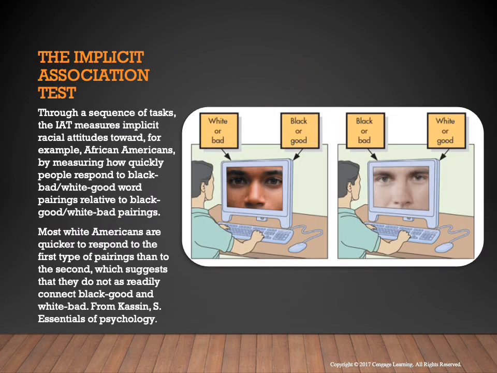The Implicit Association Test. Here we see an illustration of the Implicit Association Test, or IAT, being used to capture implicit racial attitudes. The IAT is the most commonly used and best known test for capturing implicit attitudes and implicit bias. Here, through a sequence of tasks, the IAT measures implicit racial attitudes, for example, towards African Americans, by measuring how quickly people respond to a black bad, white good word pairing relative to a black good, white bad pairing. Most white Americans are quicker to respond to the first type of pairing than the second, which suggests that they do not as readily connect black good and white bad.